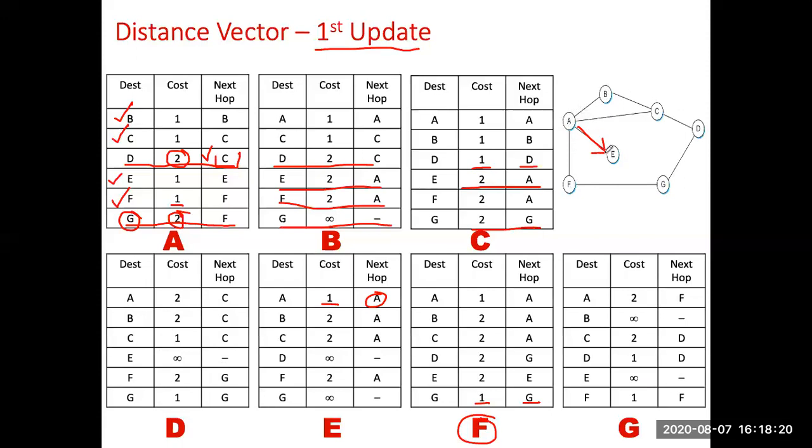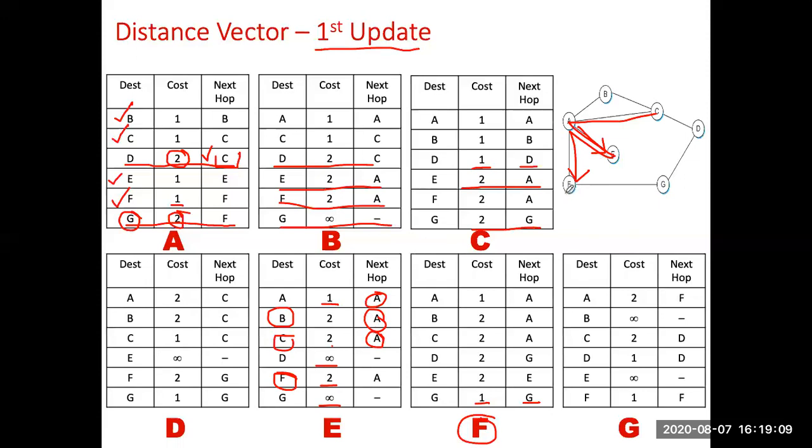When A shares this information with E, E will update its information: it can reach destination B with the next hop A. It can reach C with cost 2, and the next hop will be A, because it will reach C via A. It will update the information of F: the destination is F, the cost is 2 and the next hop is A. But still there are some nodes which are unreachable, because D is not reachable, and F and G are not reachable. So in the next update, these tables will be updated. How?